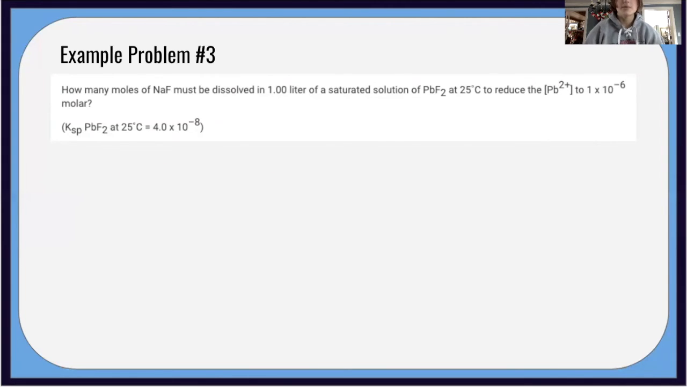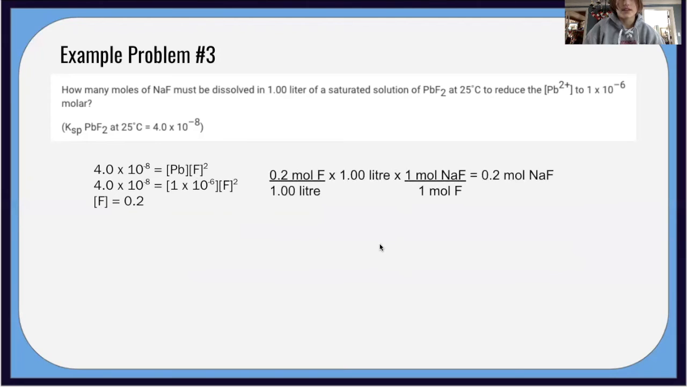So we are being asked how many moles of sodium fluoride must be dissolved in 1 liter of a saturated solution of lead fluoride to reduce the amount of lead ion to 1 times 10 to the negative 6 molar. And we are also given the KSP for this dissolution reaction here. So here is the work that I used. I set the KSP equal to the concentration of each of these ions. And we know that at our final point, we are given the concentration of lead. So I add that there, and then you can solve for the concentration of the fluoride ion.